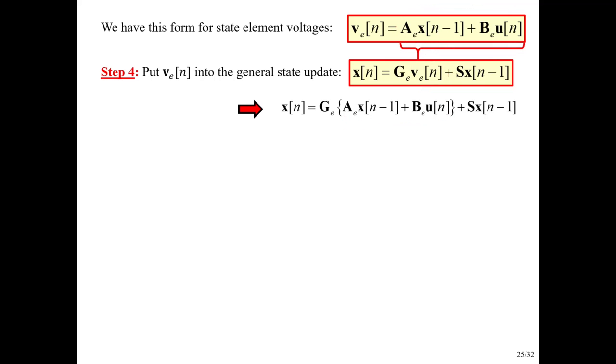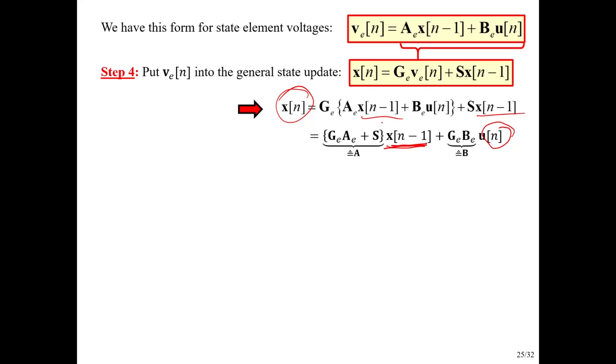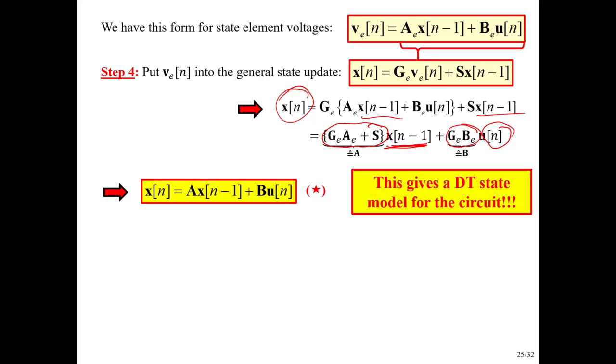And now look, I've got an x of n-1. Let's group those together. And so now I've got x of n in terms of its previous value and the input. So this acts like an A matrix. This acts like a B matrix. So I'm writing it that way. So there is our discrete time state model for this circuit.